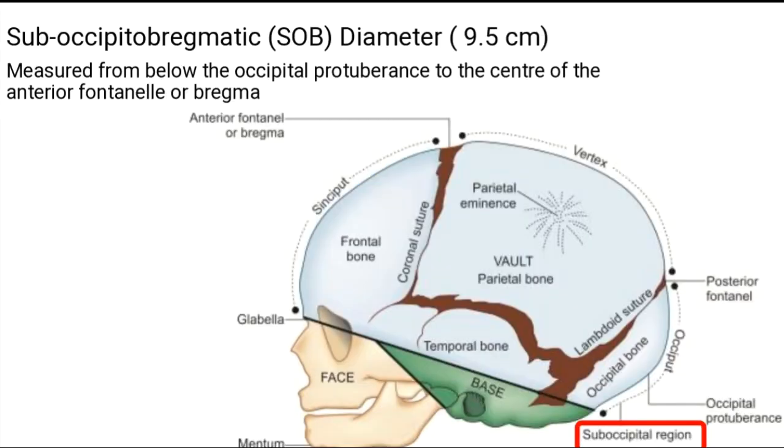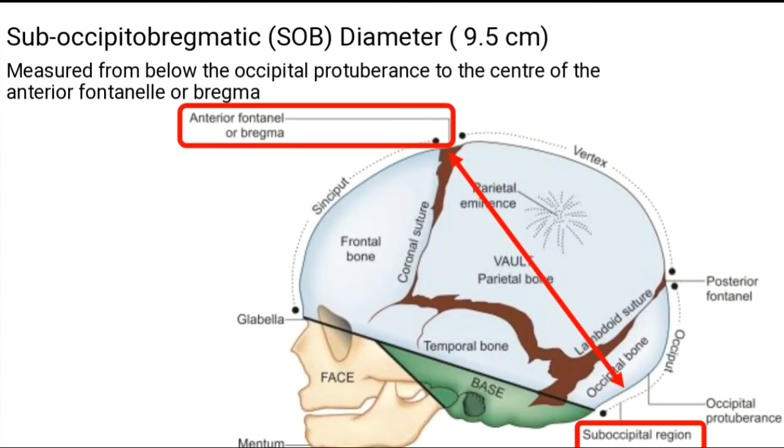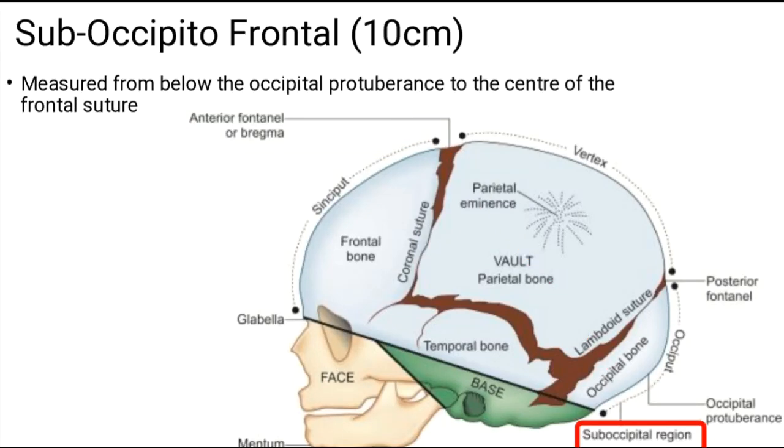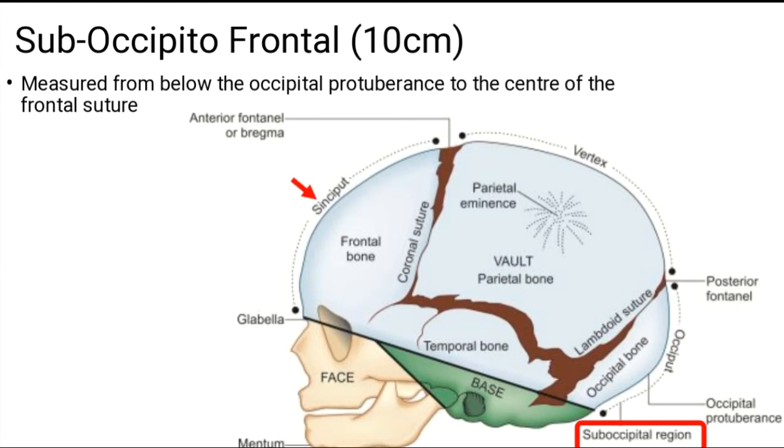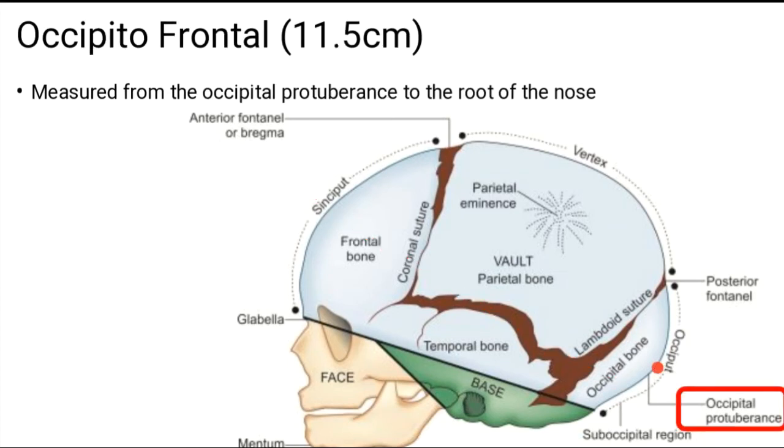Subocciputobregmatic diameter is between the occipital protuberance to the center of the anterior fontanel and it measures 9.5 cm. The subocciputofrontal diameter is between the occipital protuberance to the center of the frontal suture and it measures 10 cm. Occiputofrontal diameter is measured from the occipital protuberance to the root of the nose and it measures 11.5 cm.